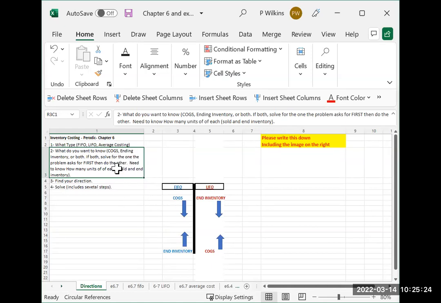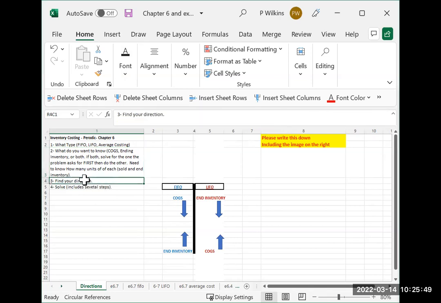If they tell you you want to know both, you're going to solve for what they tell you first. So I'm going to tell you that we want to know ending inventory and cost of goods sold. Since I said ending inventory first, we're going to solve for ending inventory first. In FIFO and LIFO, that doesn't make that much difference, but when you get to average costing, it makes a huge difference. So you want to get in the habit of doing it now, okay?